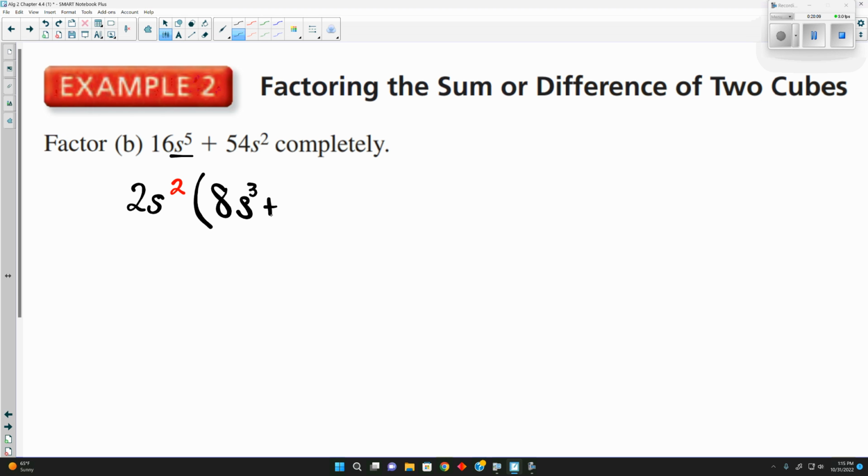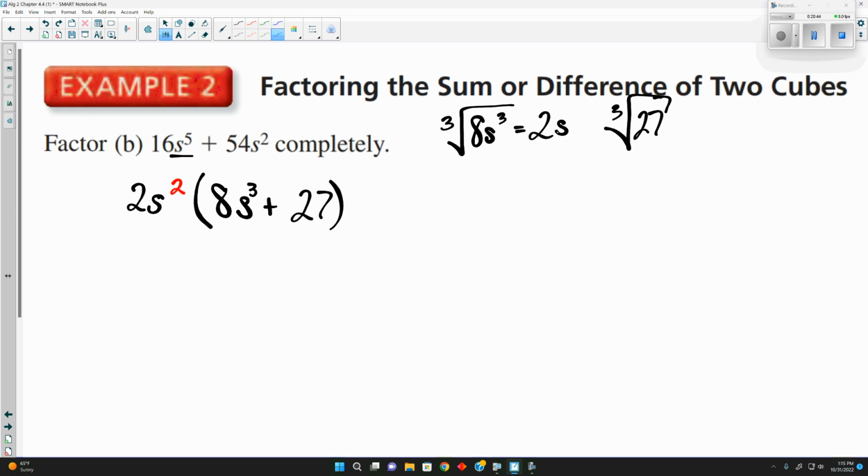Plus. Well, if we took the cubed root of 54, it would not come out to a whole number. But if I divide 54 by 2, we get 27, and the s squared factors out completely. Now, at this point here, we can take the cubed root of 8s cubed, and we can take the cubed root of 27. Well, we've already seen the cubed root of 8. It is 2, and the cubed root of s cubed is s.